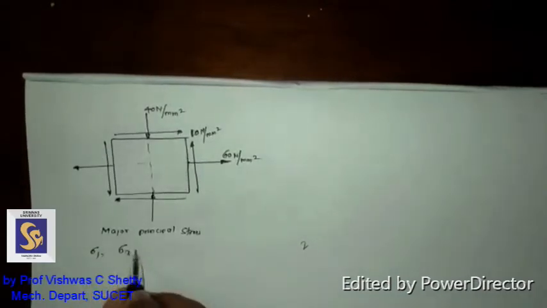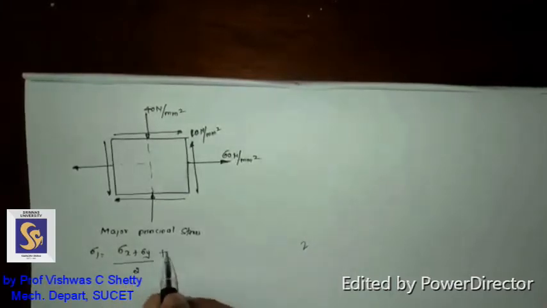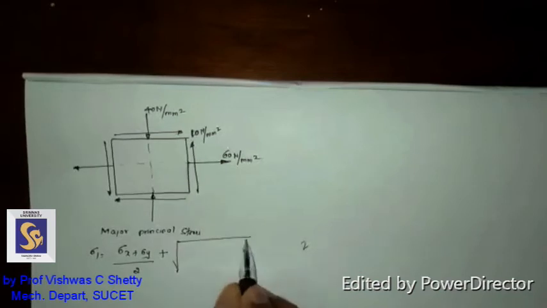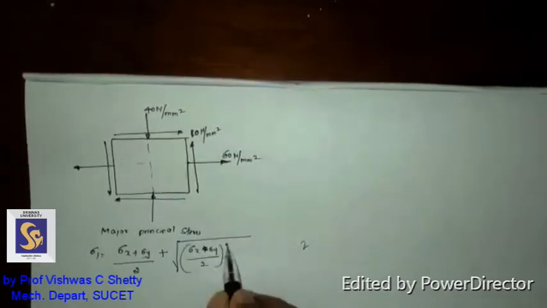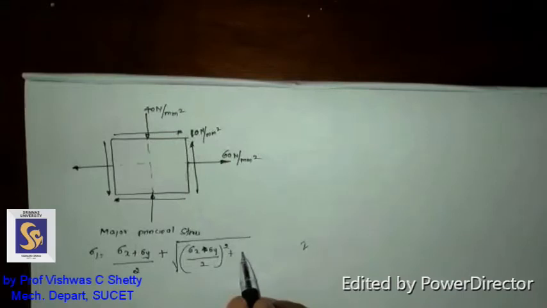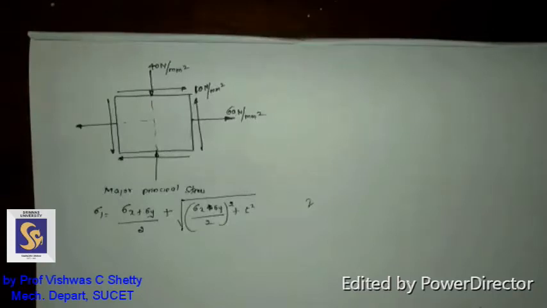Sigma x plus sigma y by 2 plus root of sigma x minus sigma y by 2 whole square plus tau square. So this is the formula. Okay, is it clear? Is it visible? Yes. Okay.